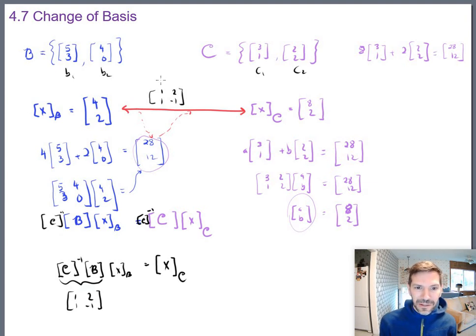That should be the magic that allows us to go this direction at least. Let's just check it out and make sure it actually works. It should be that this transformation, change of basis matrix, times some B coordinates should give us C coordinates, should give us 8, 2 in this example. So let's multiply this out, make sure we really get 8, 2. So 4 times 1 is 4, 2 times 2 is 8. 4 times 1 is 4, minus 2 is 2. Yeah. So the coordinates in B multiplied by our change of basis matrix give us coordinates in C. That's what we wanted.